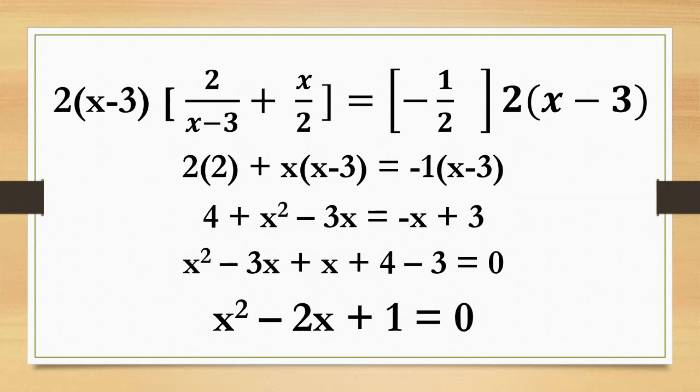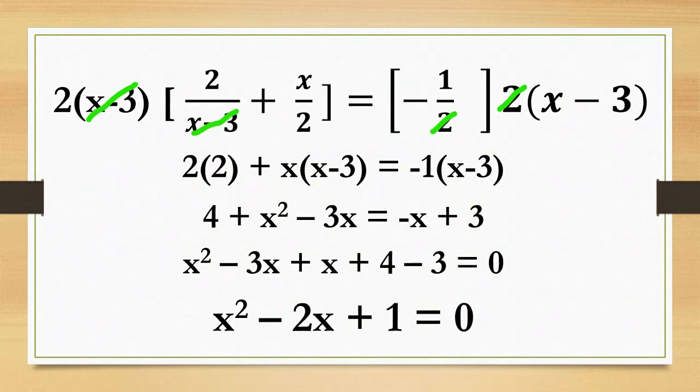Then times the LCD. Now we're going to simplify. We're going to divide now x minus 3 by x minus 3, so it becomes 1. So that's why we're going to multiply 2 by 2 plus we're going to multiply 2 times the quantity of x minus 3 by x, then divide it by 2. So 2 becomes 1. So that's why it becomes x times the quantity of x minus 3 equals.